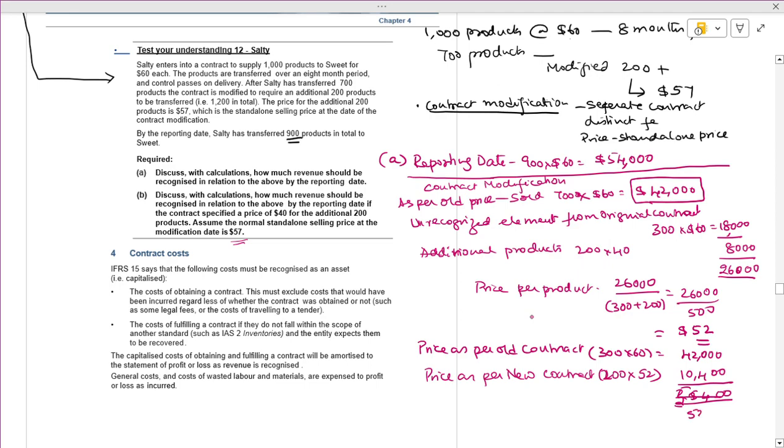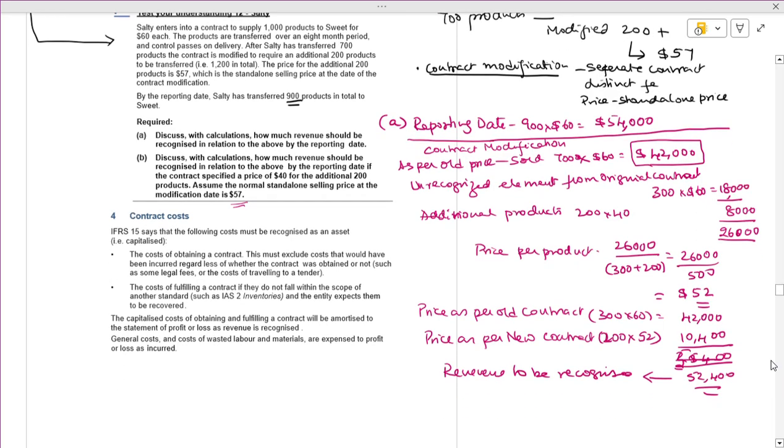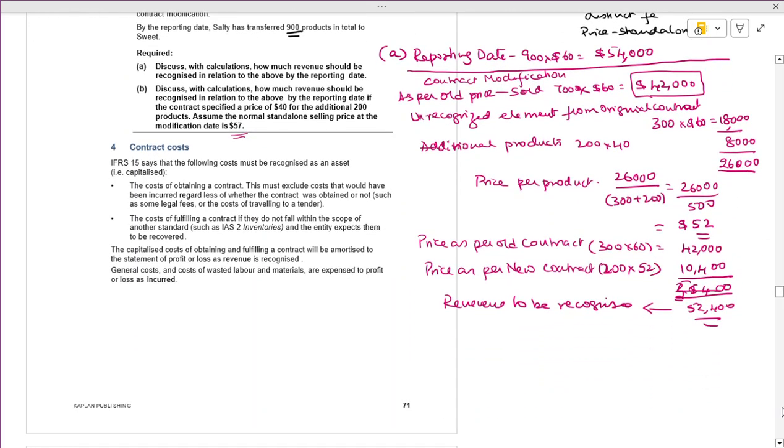Total will be how much? 52,400. This is the contract should be recognized in relation to what? Revenue should be recognized in the year. How much? This much is the revenue. Revenue to be recognized. If the contract price is 40. Okay? No. That's right. The last one, contract cost.